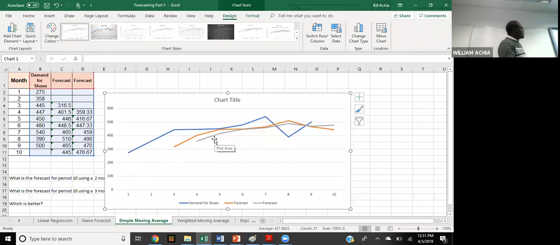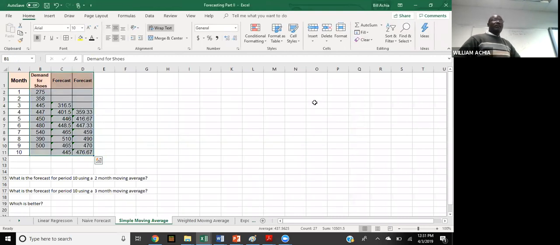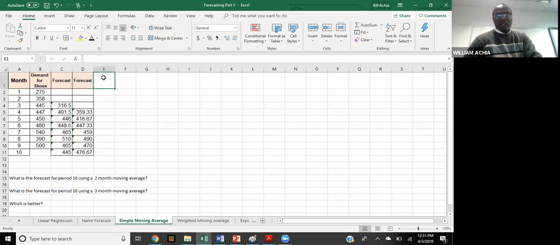How do you really tell which one's better at forecasting? Might not be as easy, right? Okay. How do we go about doing that? How we go about doing that is by calculating our measures of forecast error. Once you run your measures of forecast error, the approach that gives you the smaller measure of forecast error becomes your better approach. So I could quickly just put here error with a 2-month moving average, and then error with a 3-month moving average.